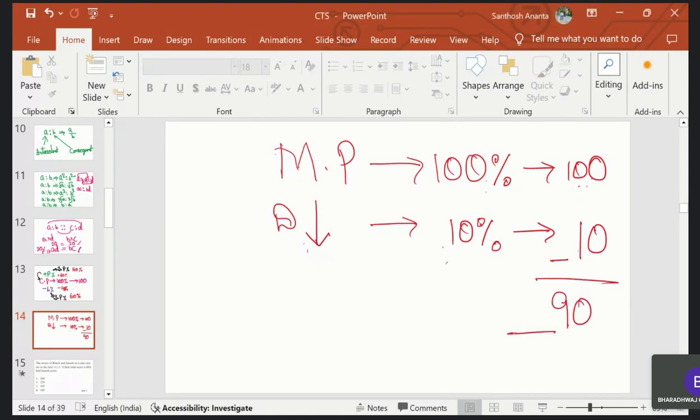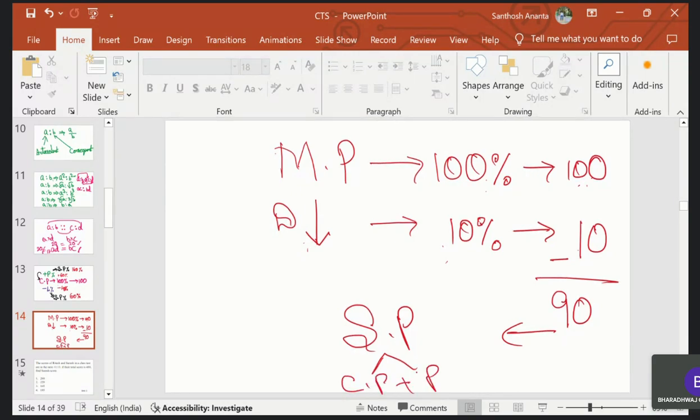This 90 rupees will be the selling price for the shopkeeper. If you are a shopkeeper, this 90 rupees will be the selling price, which consists of cost price plus profit. After giving the discount, you are selling it for only 90 rupees. In this 90 rupees, your cost price is there, as well as your expected profit. If you are a buyer, this 90 rupees will be the cost price for you.